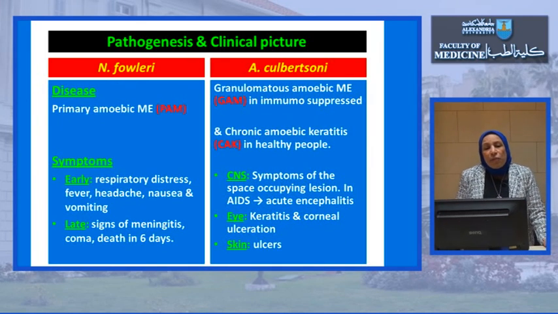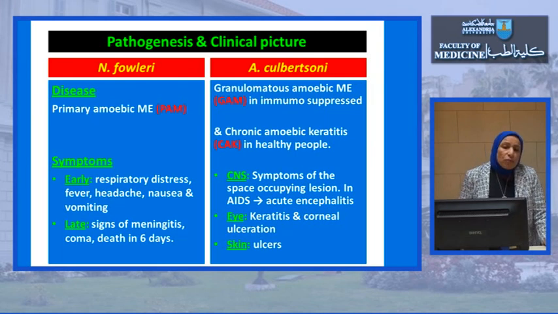Naegleria fowleri will cause an acute disease which is called primary amoebic meningitis, while the disease of Acanthamoeba is subacute or chronic. It is called granulomatous amoebic encephalitis and occurs in immune suppressed patients, while amoebic keratitis caused by Acanthamoeba occurs in healthy people.